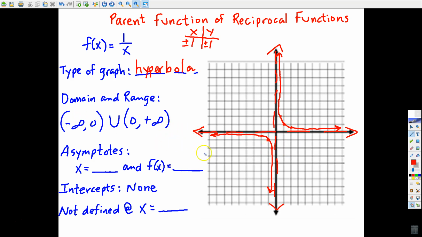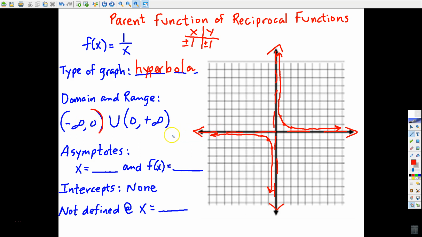I went ahead and wrote the domain and range. This is kind of wordy. We could be a little more concise here, and we could just say that for both the domain and range of the parent, x can't be 0 and y can't be 0. That's basically what this is saying. We travel from negative infinity to 0, but remember in interval notation this means that 0 is not included. Remember the parentheses? If it had a bracket there, it would mean that 0 is included.